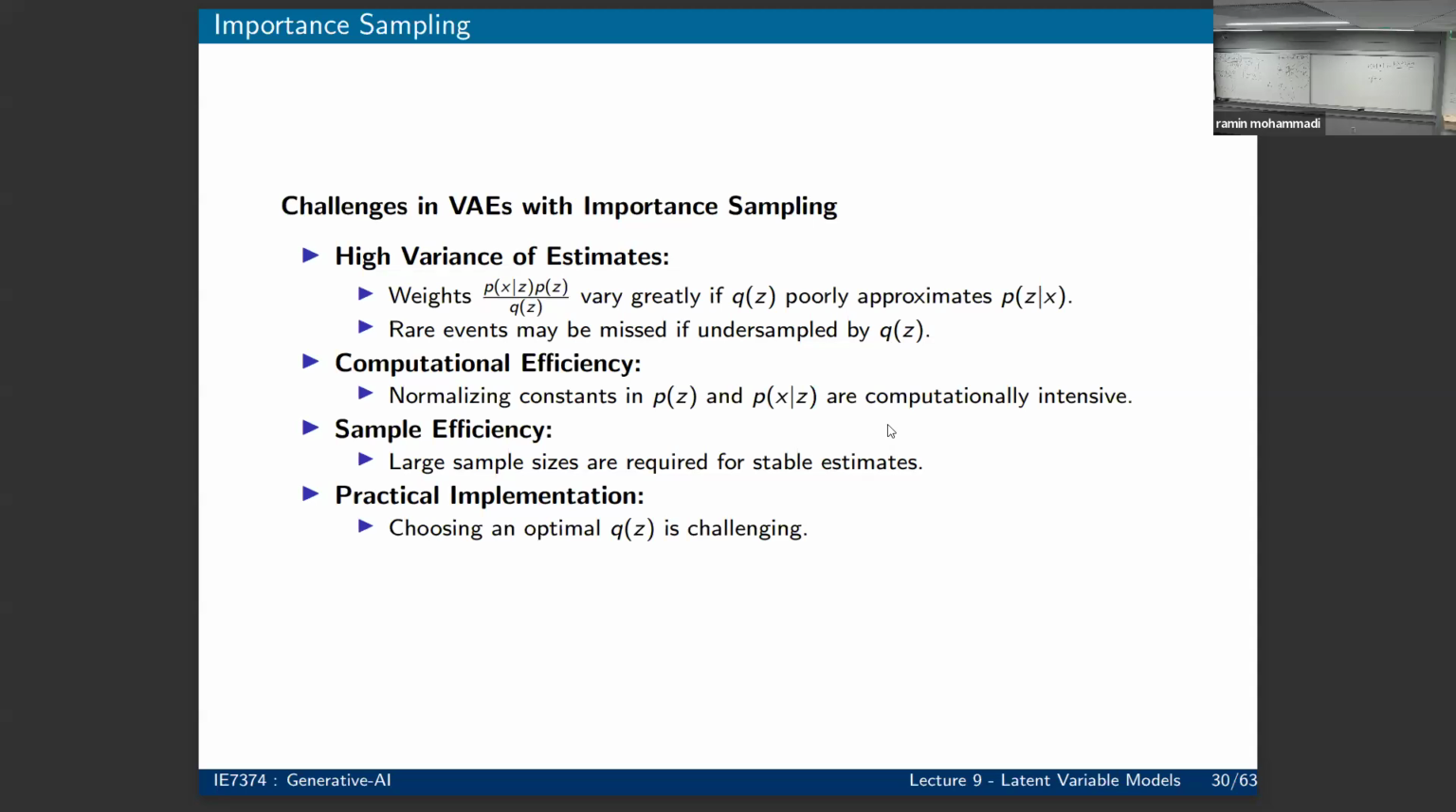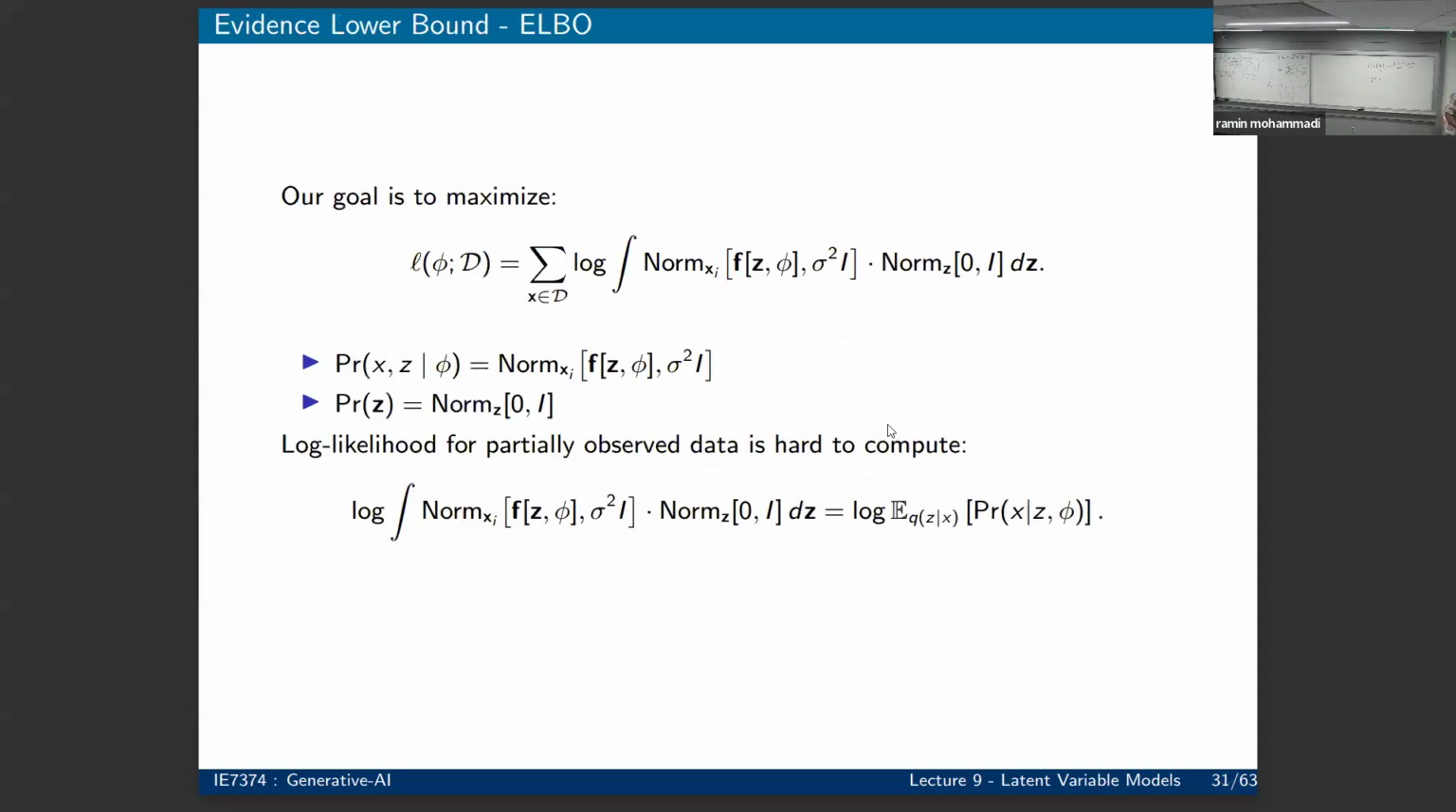Then there is computational efficiency: these methods are still expensive, they are not cheap. Sample efficiency: you technically need a large sample size for this type of model. And finding a good q(z) is actually not easy. It's kind of a challenge in itself to decide which q(z) I should use.